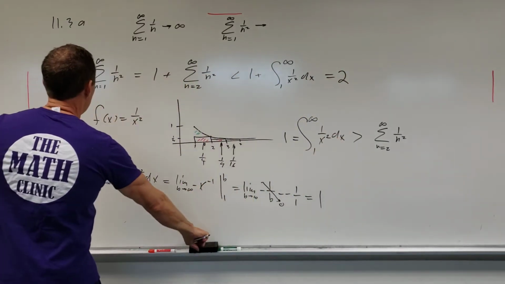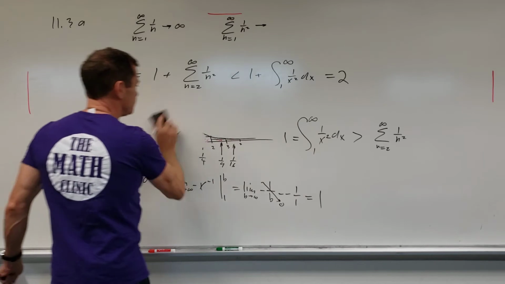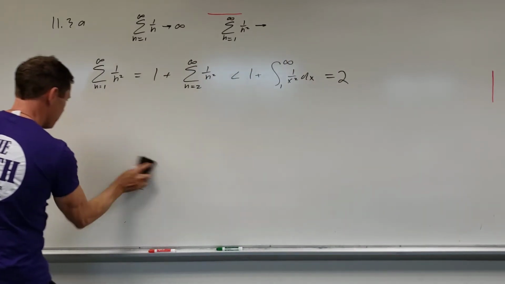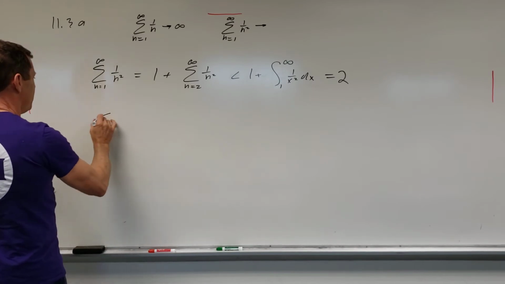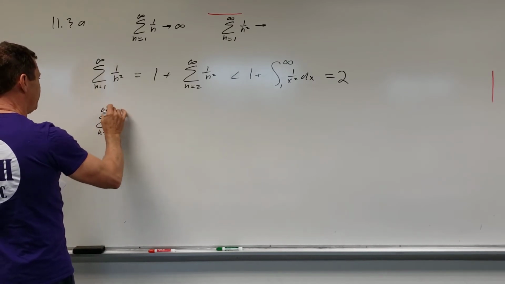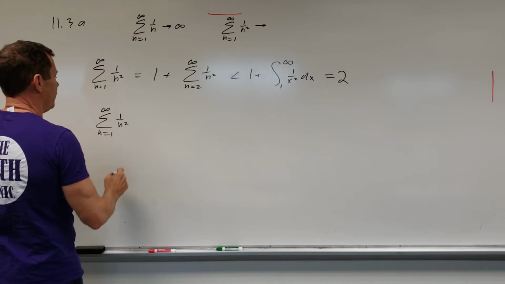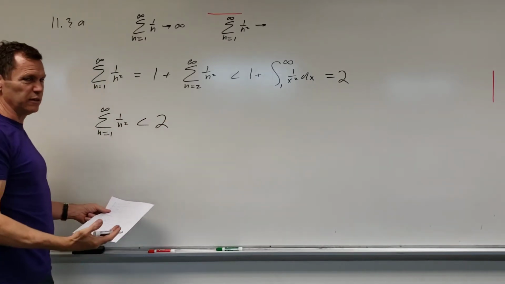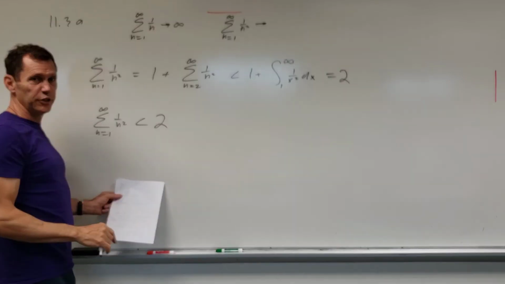So what do you know? You know that the summation n equals 1 to infinity of 1 over n squared is less than 2. What is it actually equal to? I don't know. I just know it's less than 2.